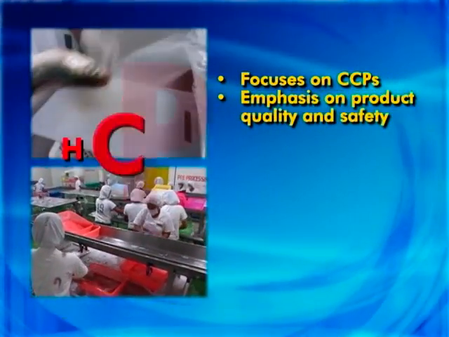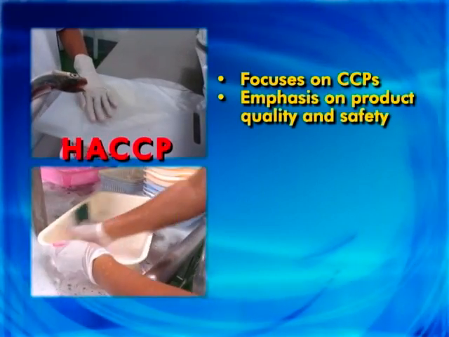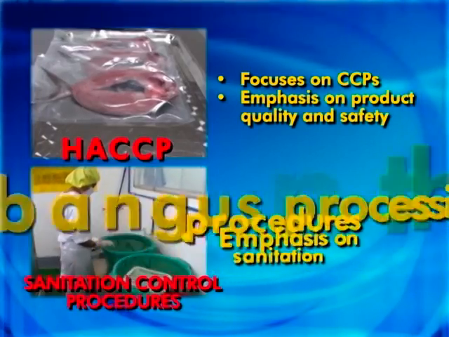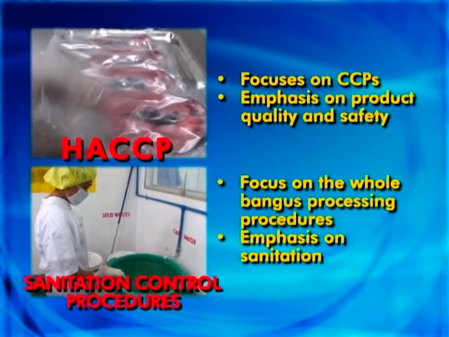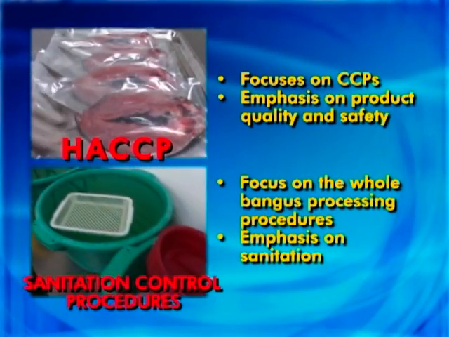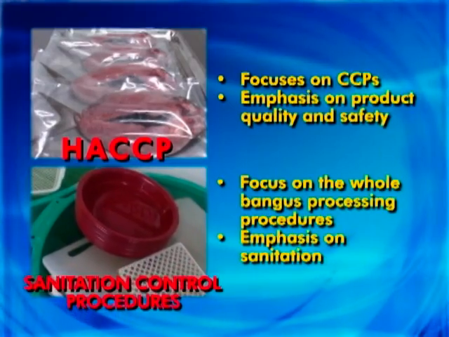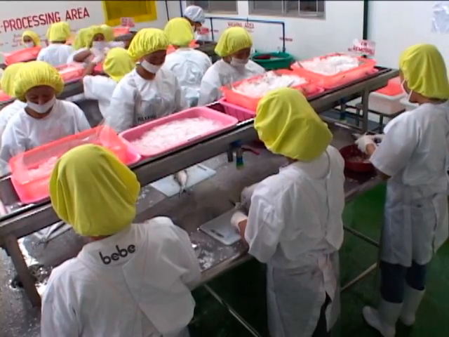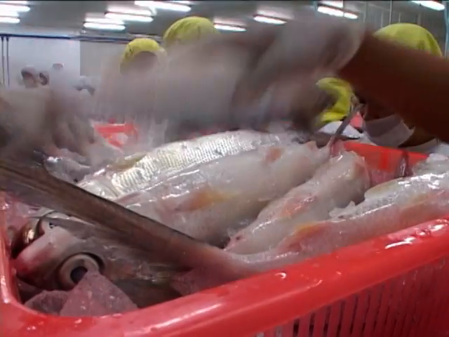HACCP focuses on CCPs with an emphasis on the product quality and safety, while sanitation control procedures focus on the whole bangus processing procedures with an emphasis on sanitation. But before a HACCP plan can be put into place, there are prerequisite programs that have to be fulfilled.